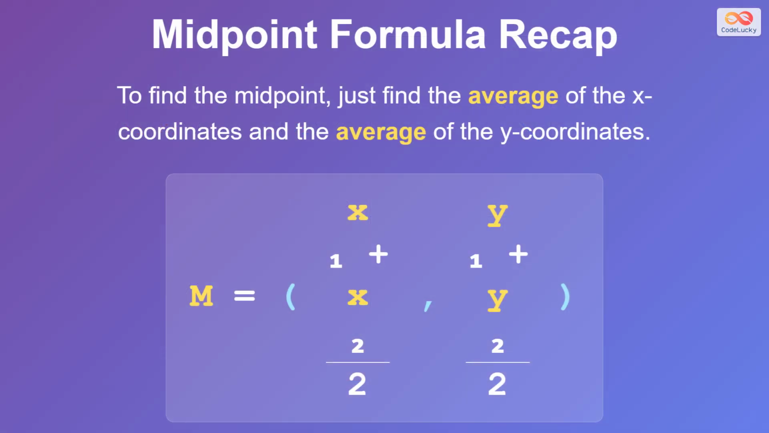And that's all there is to it. The key thing to remember about the midpoint formula is that you're just finding the average. Find the average of the x-coordinates, find the average of the y-coordinates, and put them together to get your answer. You've got this.